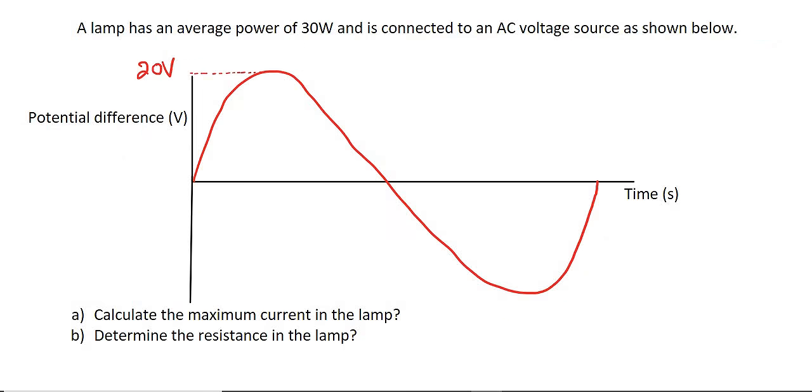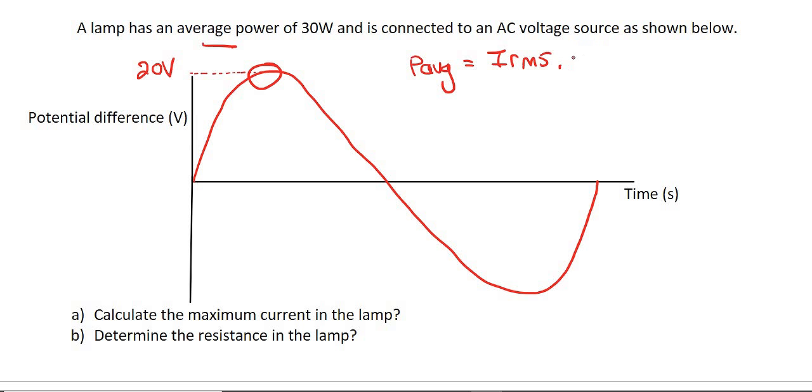Here's another question. They tell us that a lamp has an average power of 30 watts and is connected to an AC voltage source as shown below. Here we can see there's an AC voltage source with a peak voltage of 20. It says, calculate the maximum current in the lamp. So they've given us average power. We know that average power is I RMS multiplied by V RMS. Remember, you mustn't use the maximums over there. Now we know the average power is 30, but we don't have the voltage RMS. This 20 volts is the maximum.